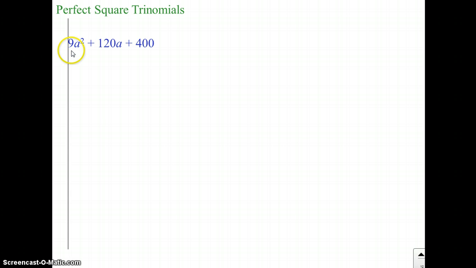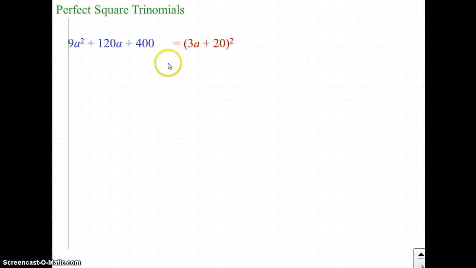Or we could notice that the first term has a perfect square root. The last term has a perfect square root. So 3a and 20. And if you multiply those together, the square roots, that is, 3a times 20 is 60a. If we double it, we get 120a. Hey, that sounds like squaring a binomial. So this could be factored as 3a plus 20 all squared. That makes this a perfect square trinomial.